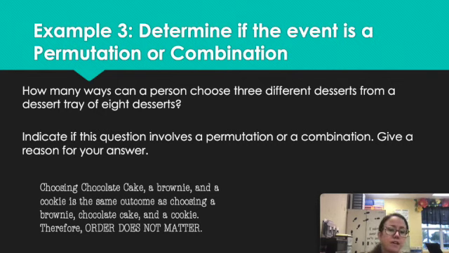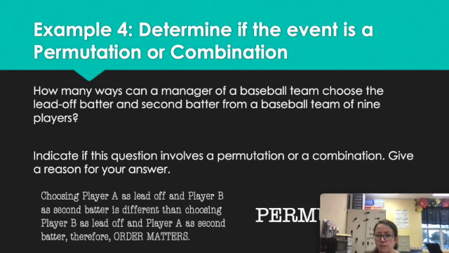Another one. How many ways can a manager of a baseball team choose the leadoff batter and the second batter from a baseball team of 9 players? If you know anything about baseball, you know that each spot is important, depending a lot of times on your batting average. So leadoff and second batter are definitely different. So whichever spot you're put in is definitely different. So order matters. So it is a permutation.